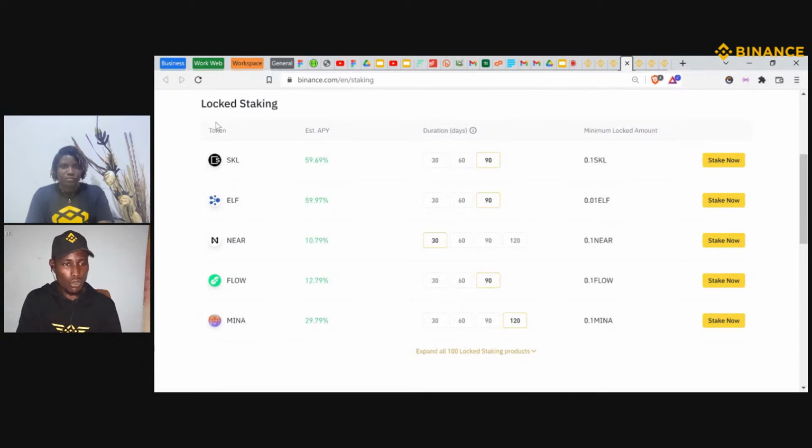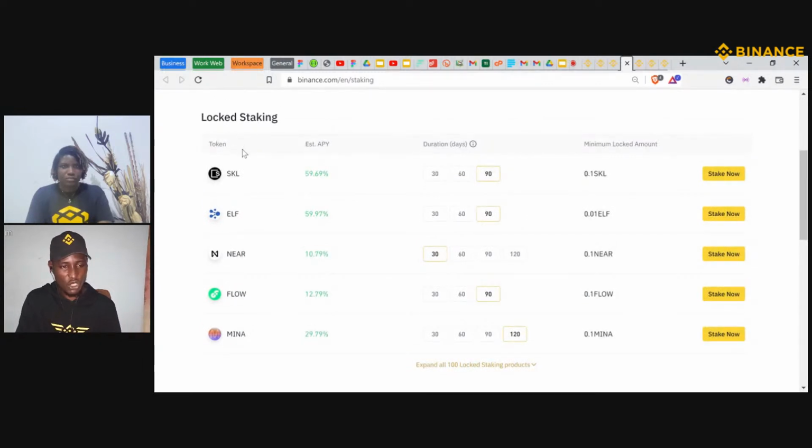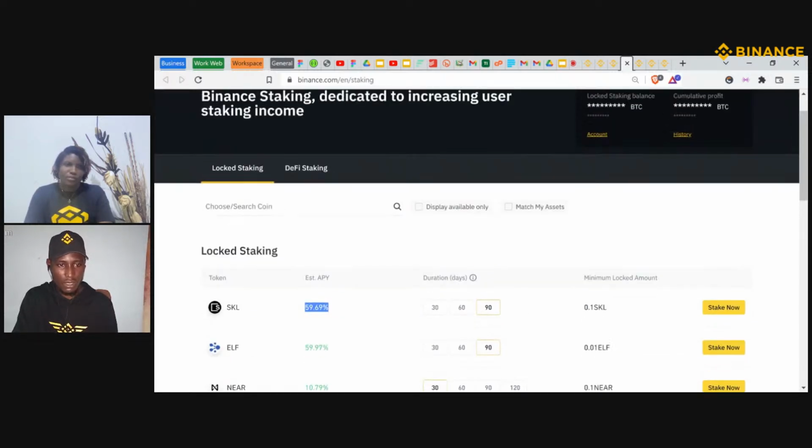So in detail, when you get to the staking page, you have the token on the left side. You have the APY, which is the annual percentage yield that you can earn. This is annual, so if you want to calculate how much you can earn monthly, you just divide this by 12, which is 12 months. You can go further and divide it by 30 days to give you an idea of your return on the particular token when you stake. Then you have your duration, then the minimum lock amount.